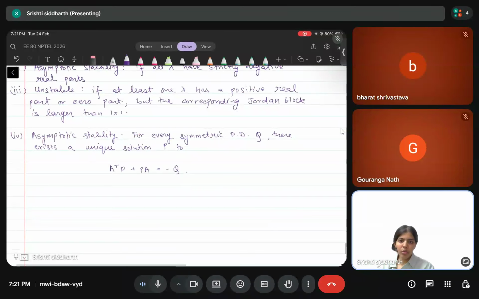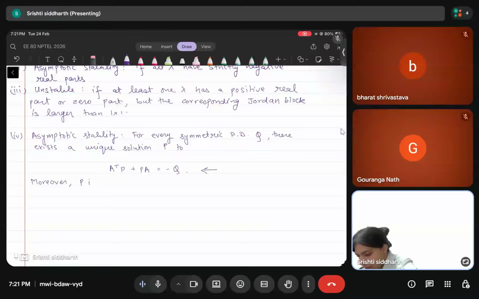So given Q, that is symmetric and positive definite, we have to find the P from this equation. And moreover, P is also symmetric and positive definite. So if the solution to the Lyapunov equation P is symmetric and positive definite, then the system is asymptotically stable.